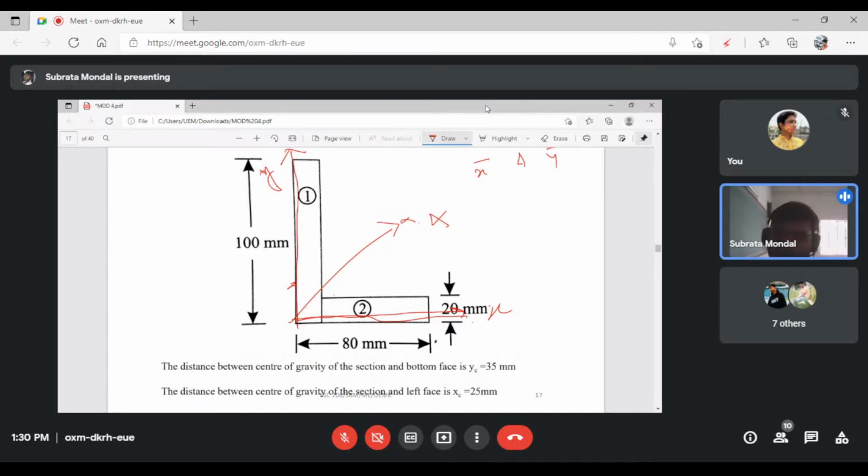There are two figures you can understand, a1 and a2, and individually you have to calculate x1, x2, y1, y2, and separately you have to do the solution for x bar and y bar. The coordinate you will be getting will be the particular center of this kind of section.